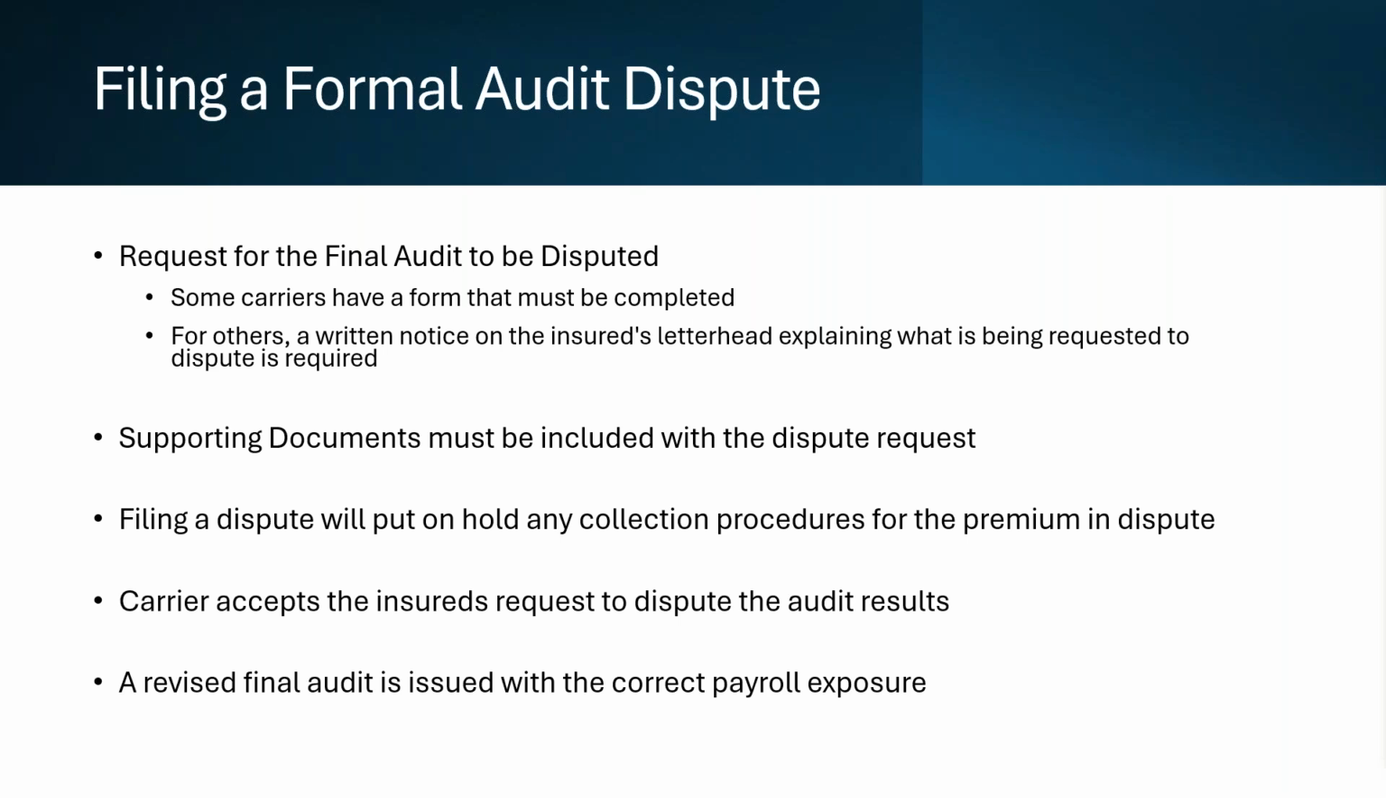So if the insured had additional premium due and it may have gone to collections, the pursual of payment is going to be put on hold until the dispute is resolved. And once the carrier accepts the insured's request to dispute the audit, it'll result in a revised final audit, and that'll be issued a copy to the insured and a copy to the agent.